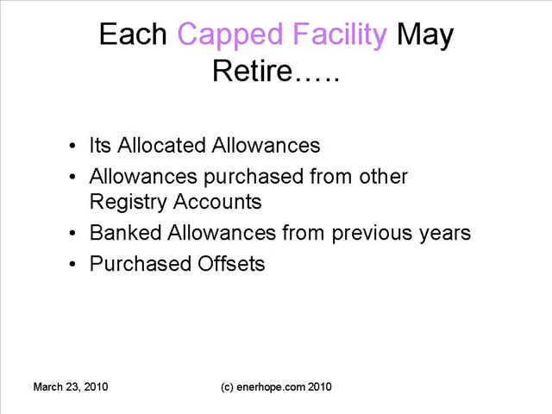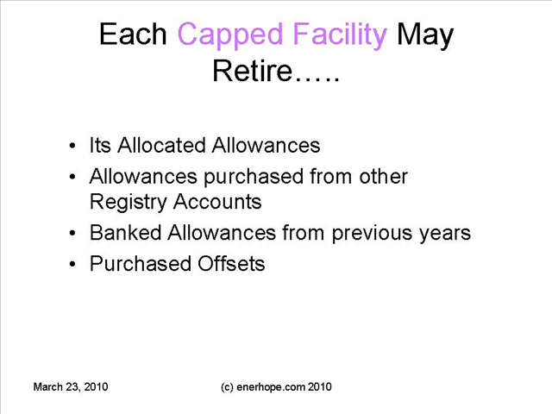During retirement, each capped facility may retire its allocated allowances, allowances transferred from other registry accounts, banked allowances from previous years, or purchased offsets. Each capped facility must decide how to meet its regulatory requirement, whether through emission reductions during the year or through purchase of additional allowances and offsets to supplement its allocated allowances at retirement.